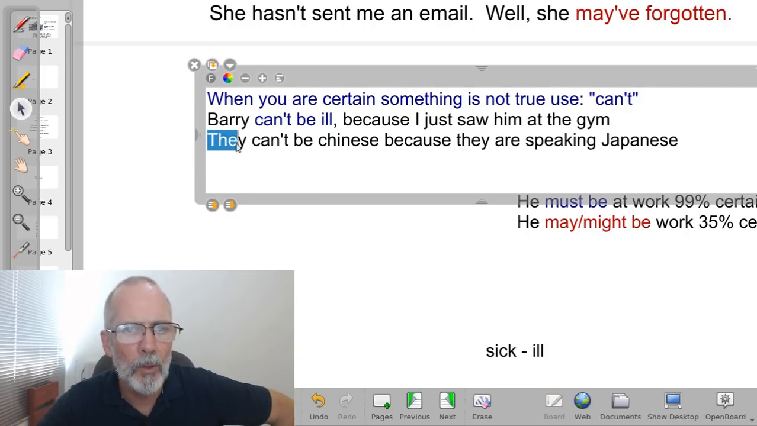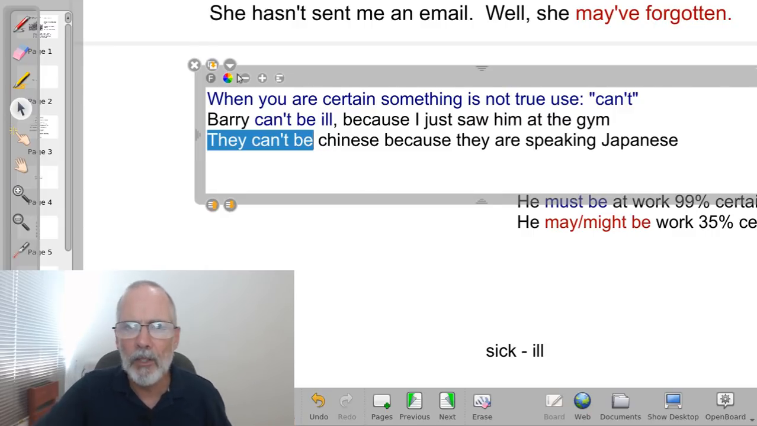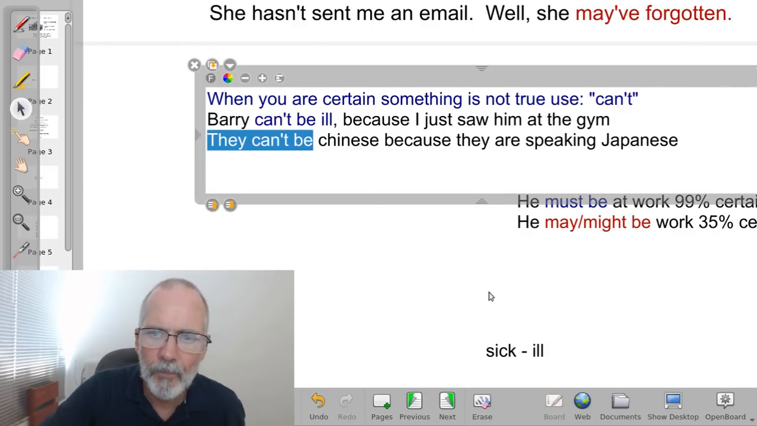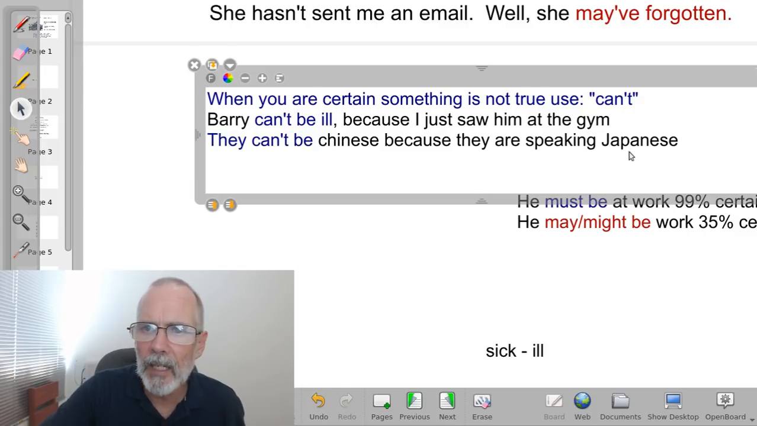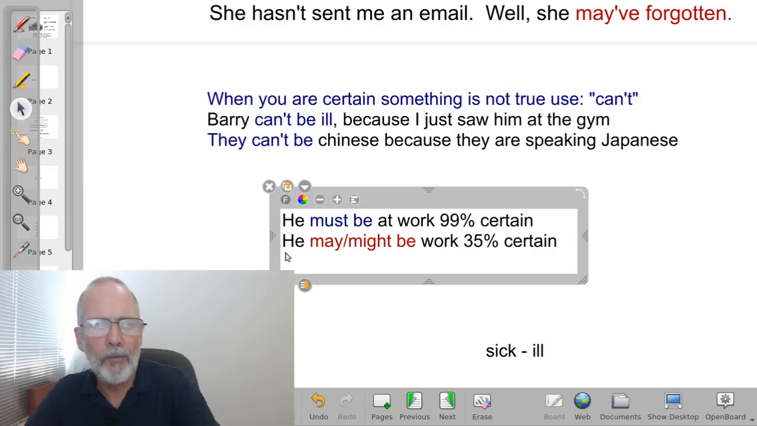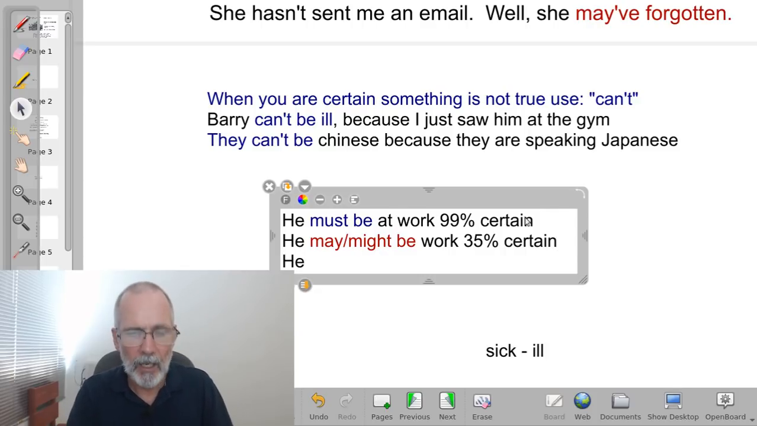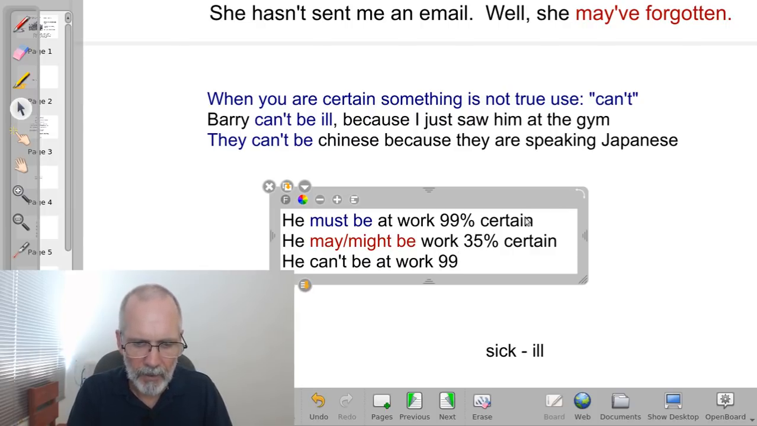Or another example, they can't be Chinese, because they are speaking Japanese. So going back to this example here, these are the three or four different words we saw today. He must be at work, I'm 99% certain. He may be at work, I'm 35% certain. He can't be at work, I'm 99% certain, like the first example, but it's a negative.